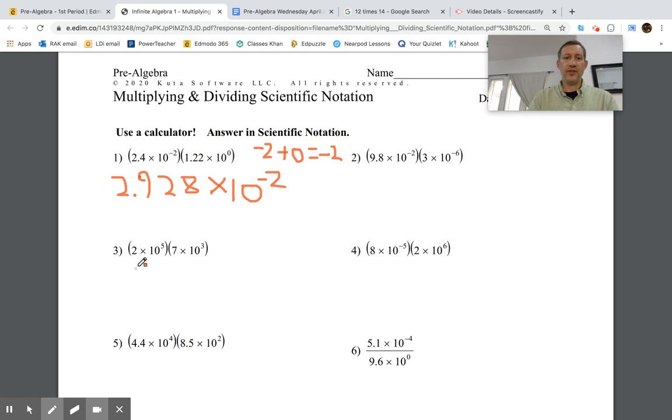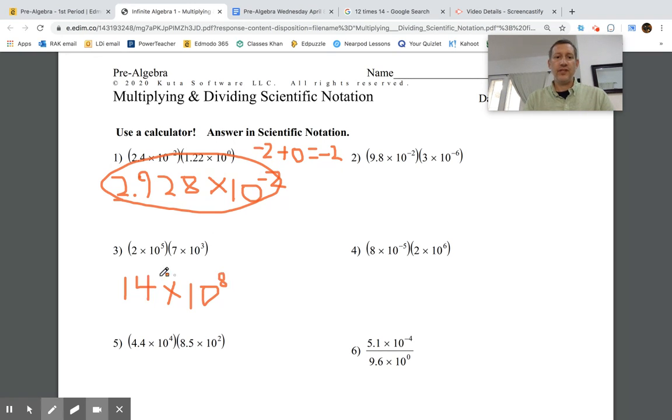Let's look at this one below it. 7 times 2 is 14. By the way, that's your answer. And now we're going to multiply the powers together. 10 to the 5th times 10 to the 3rd. We're going to multiply these powers together, not the exponents. What do we do with the exponents when we multiply a power? We add. So that's going to be 10 to the 8th.